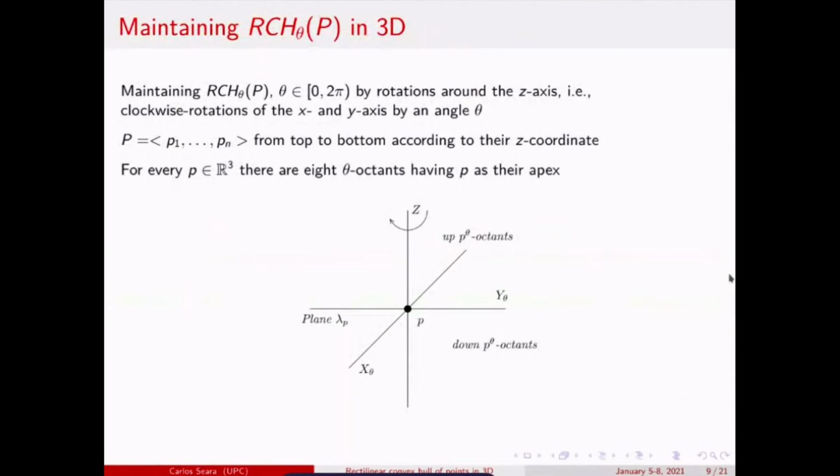Next two. Now the question is, what happens when we rotate by an angle theta? The rectilinear convex hull will change because the points which are maximal change. We can have connected components and everything. So what we need to know, next slide.